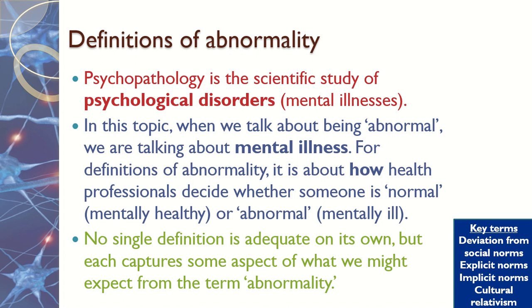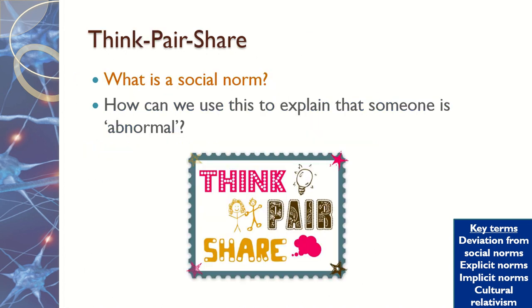in helping us decide whether someone is normal or not, and that will affect how we treat certain people in society. Thinking back to, for example, the man who has tattoos all over his face, as a society we would accept that's probably not that normal, and therefore we might treat them differently or discriminate against them because of what they look like. And is that okay? So I want to pause the video and have a think about what is a social norm, maybe think of an example, and how can we use this to explain that someone is abnormal.